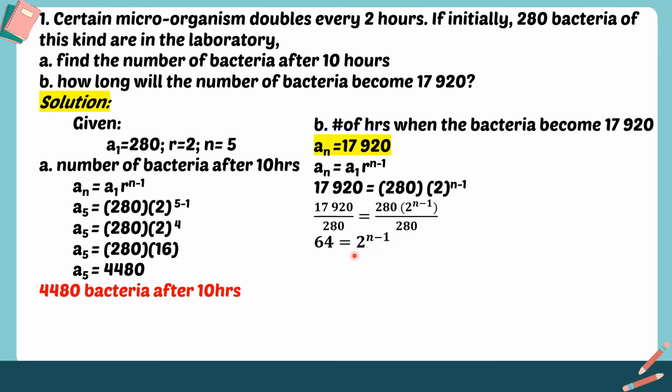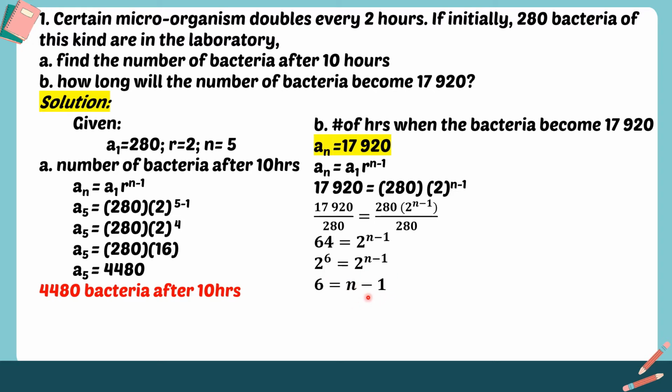And then, kailangan natin gawing base 2 yung 64. So, para magawa yun, kailangan natin alamin kung ilang 2 ang imumultiply sa sarili niya para makuha natin ang 64. So, kung gagawin mo yun, that will be equal to 6. So, pag minultiply mo yung 2 ng 6 times sa sarili niya, ang magiging sagot ay 64. And since parehas na sila ng bases, makakuha tayo ng bagong equation na 6 is equal to n minus 1, then solve for n.